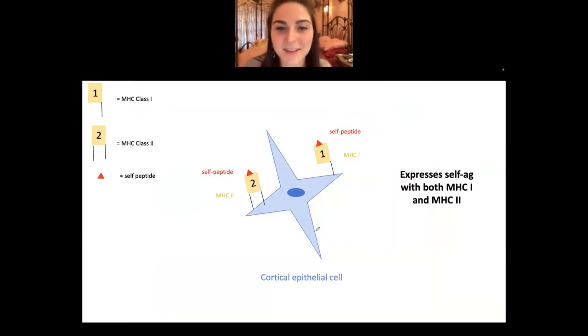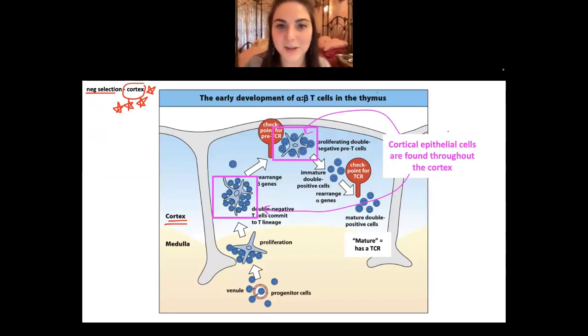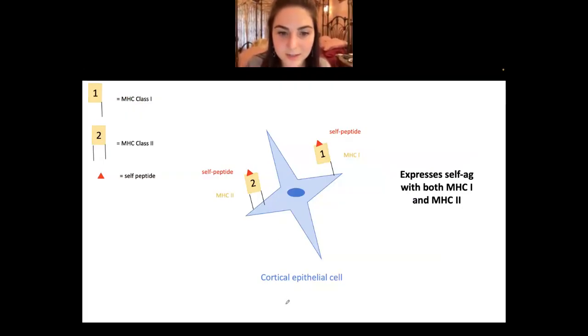I took this and transposed it because I think this is too hard to explain on here. So this is the same cell. I tried to keep it the same color. So this is a cortical epithelial cell. Okay, so we're in the cortex. And what the cortical epithelial cell does is it expresses self-antigen with both MHC1 and MHC2. Before I continue, remember the rule of 8. MHC1 is going to interact with your CD8 positive T cells. 1 times 8 is 8. And MHC2 is going to interact with your CD4 positive T cells. 4 times 2 is 8, right? Just as a reminder. These cortical epithelial cells have both MHC1 and MHC2 on their surface, and they load it with self-peptide.